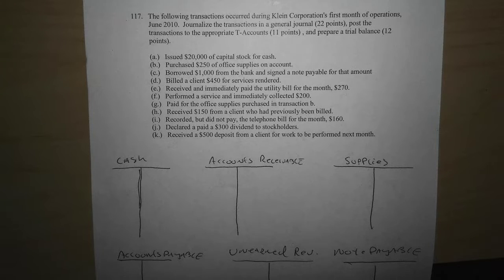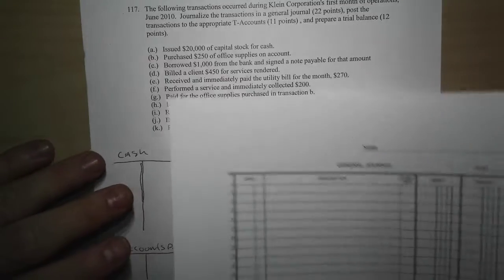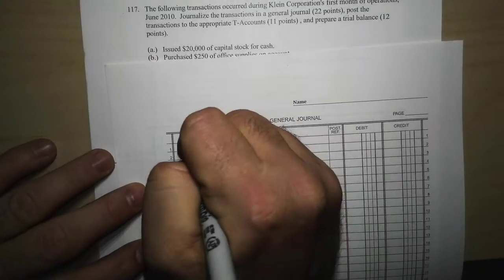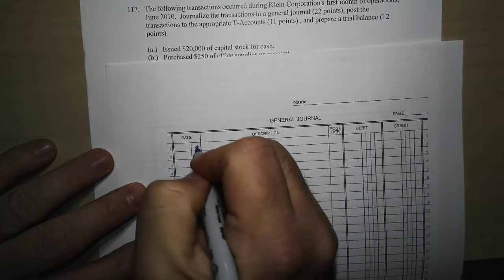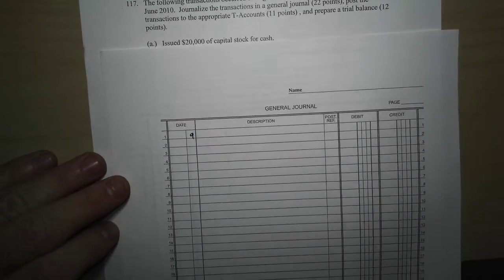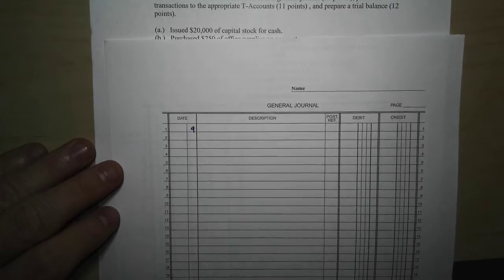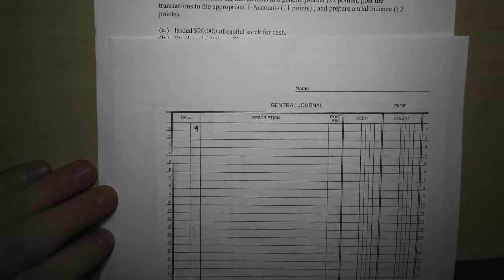The first part of the accounting cycle is to analyze the transaction and then journalize the transaction, and then we post it second. So let's take a look at issued $20,000 of capital stock for cash. For the date, I'm just going to write the letter A there. But if there was a date there, then I would just list the date. Let's say it's May 1st or May 2nd, I would just put May 2nd in there. But for the purposes of this assignment, we can just put the letter A there.